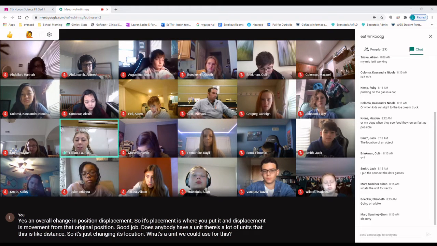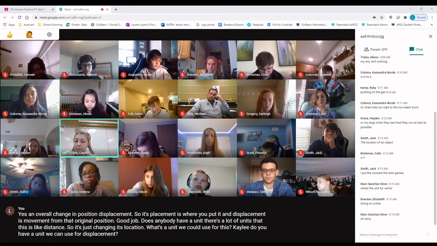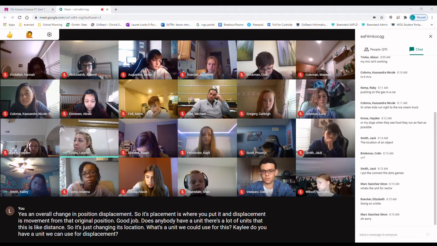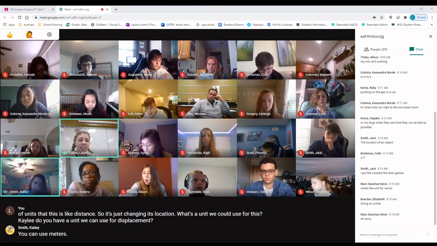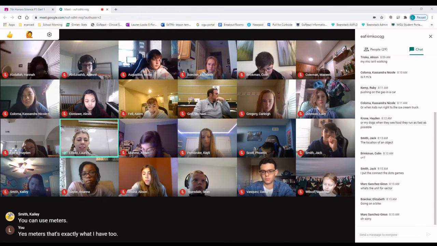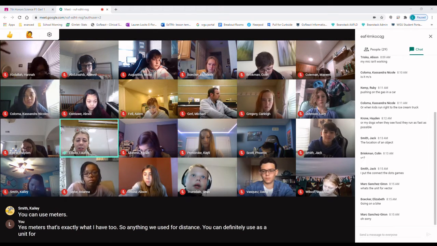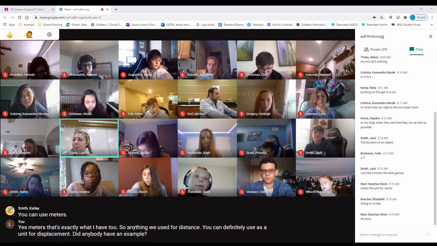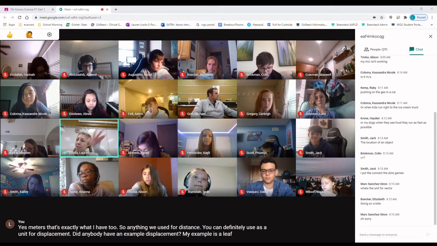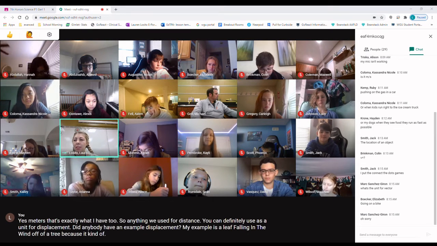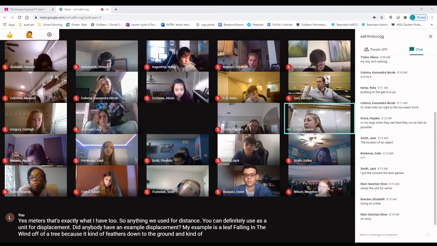What's a unit we could use for this? Kaylee, do you have a unit we could use for displacement? You can use meters. Yes, meters. That's exactly what I have too. So anything we used for distance, you can definitely use as a unit for displacement. Did anybody have an example? My example was a leaf falling in the wind off of a tree because it kind of feathers down to the ground and gets displaced as it's moving around.